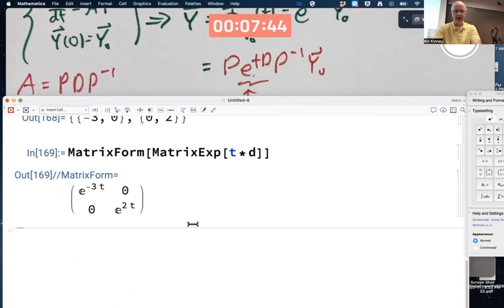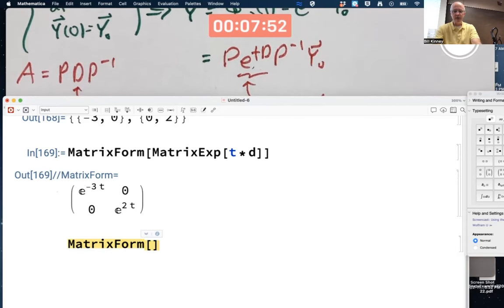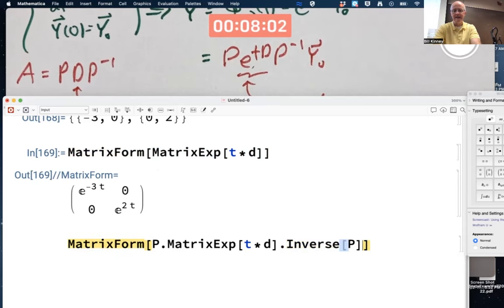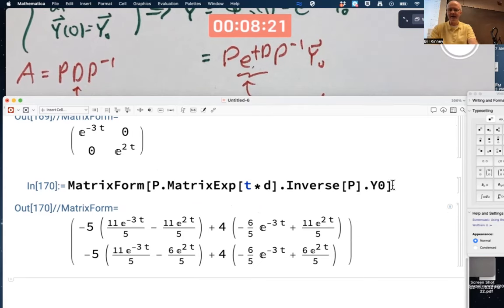So now let's do all the multiplications here all at once. Use this equation here. I have to use periods. P dot, this is matrix exponential, I'll just copy and paste this, dot inverse of P dot y naught. In the end, this product is a 2x2 matrix times a 2x1 column vector. You're going to get a 2x1 column vector. Not simplified.